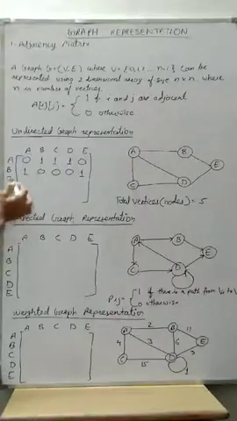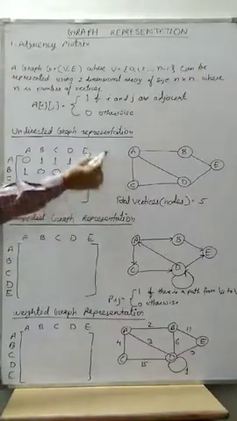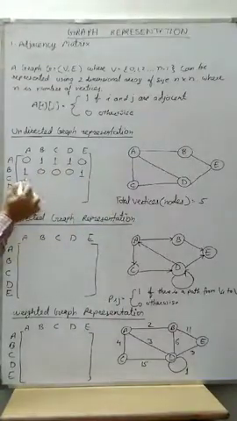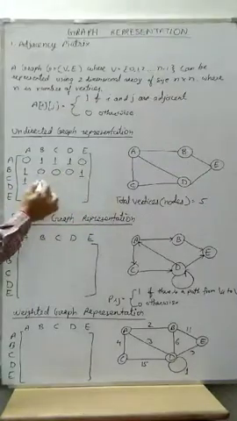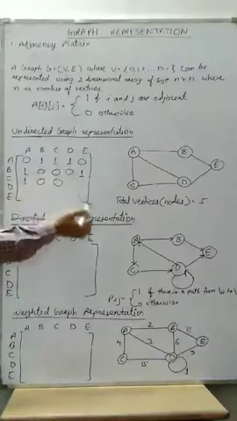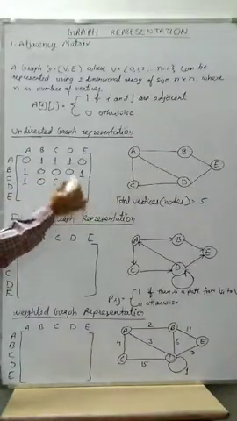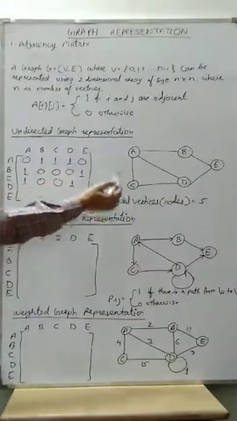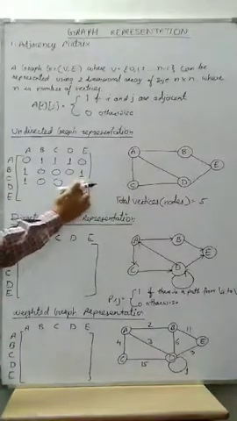Next, C to A, yes, there is an edge, 1. C to B, no edge. C to C, no edge. C to D, yes, there is an edge. C to E, no direct edge, so 0.